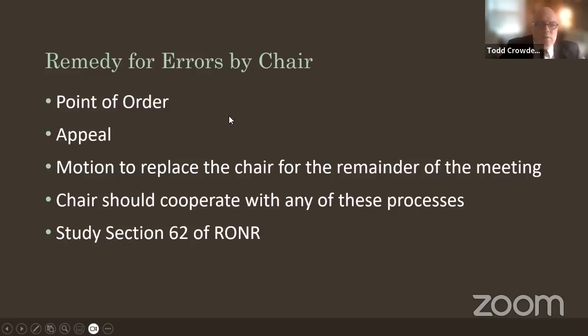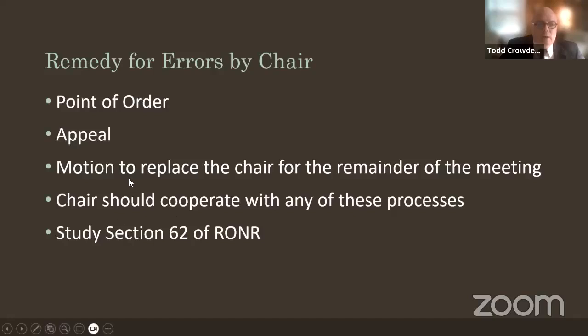So it's important to remember that it is the assembly that has the ultimate authority. It's the assembly that put the chair there in the first place, and it's the assembly that gets to correct him when he is messing up or misinterpreting Robert's Rules of Order or the bylaws. It's up to the assembly itself to interpret its bylaws. So the chair, while he's running the meeting, is actually subject to the will of the majority of that meeting.